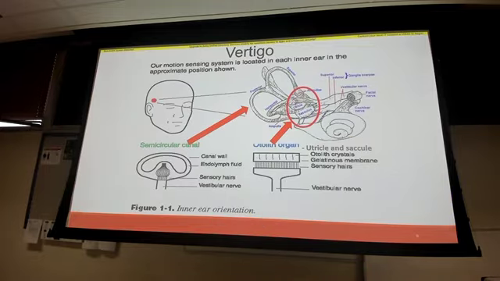And then this is just a good depiction of the semicircular canals, otolith organ. You can kind of just identify some anatomy, but again, I'm not going to test you on anatomy, it just kind of helps you understand the different conditions.